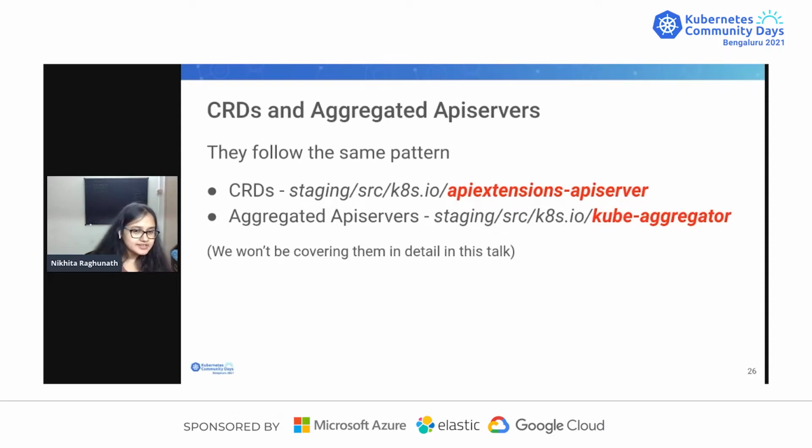You might have noticed that we did not discuss CRDs at all. CRDs and aggregated API servers are not part of the generic Kubernetes API server. They are aggregated with it, like the name suggests, but they're not part of the Kubernetes API server directly. They follow the same pattern though, so once you understand this, you can also understand the CRD and the aggregated API server code. But one thing I will call out is that the code for CRDs is stored in the directory called API extensions API server, and for aggregated API servers in a directory called kube aggregator. But covering them in detail deserves its own talk, so we will not be talking about them in this session.